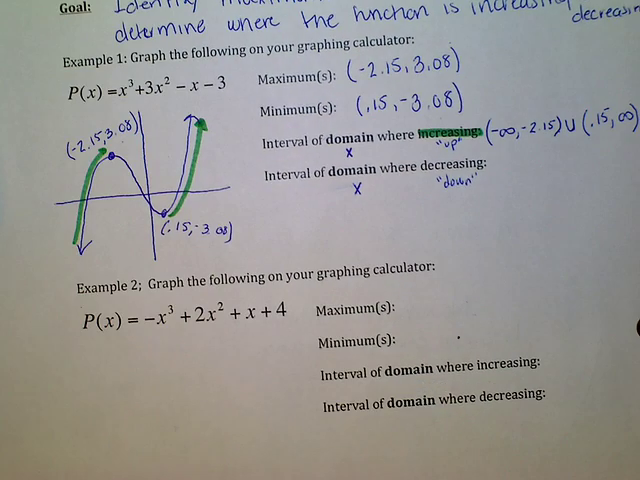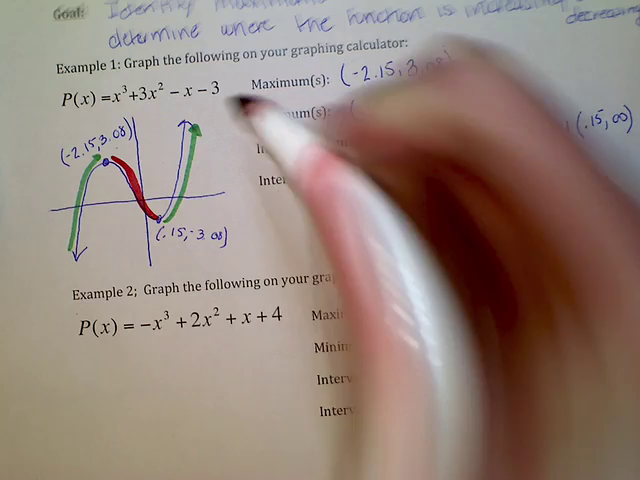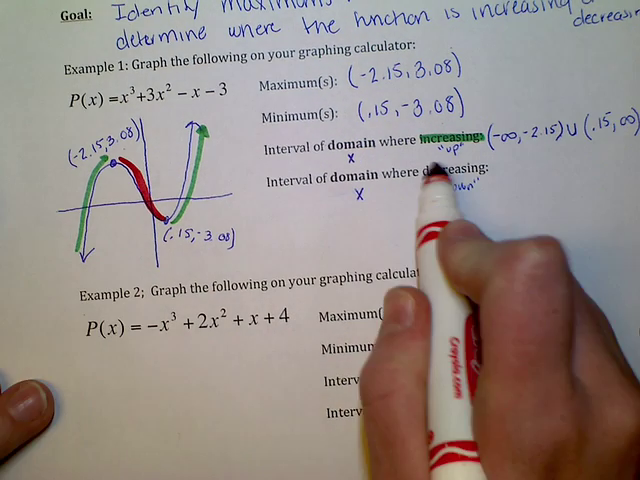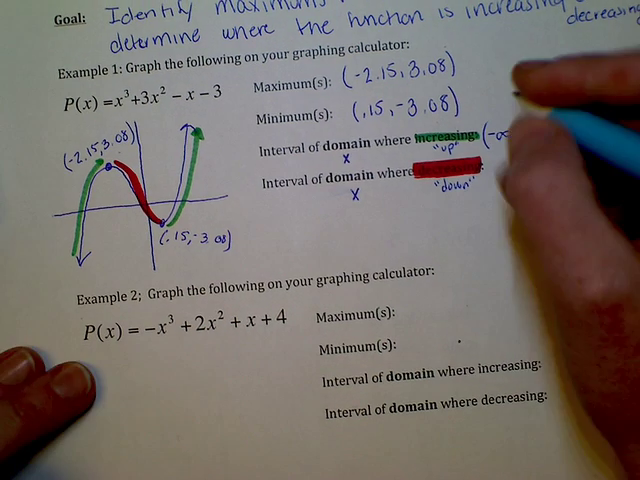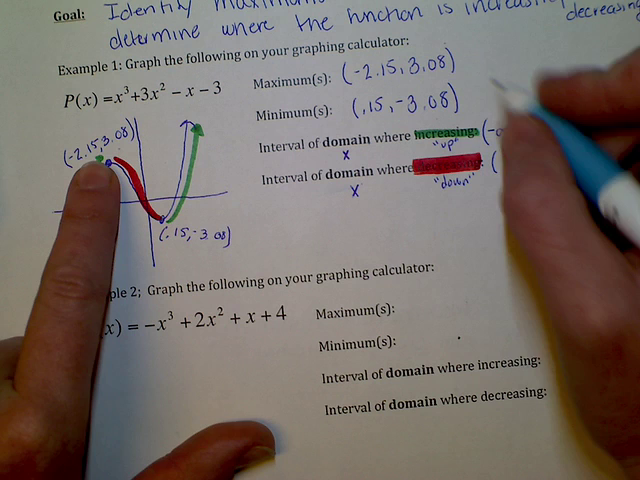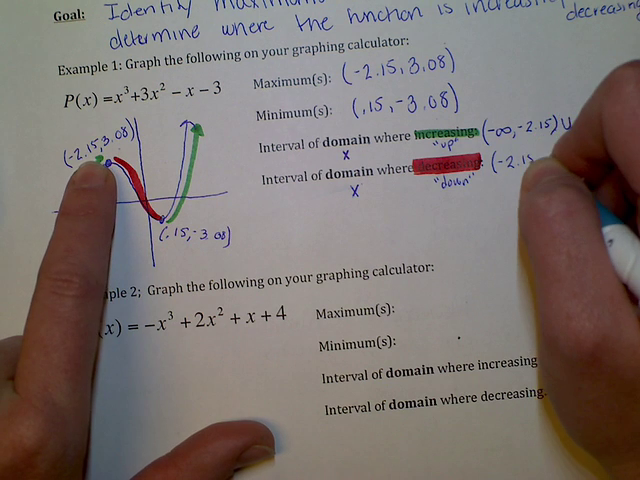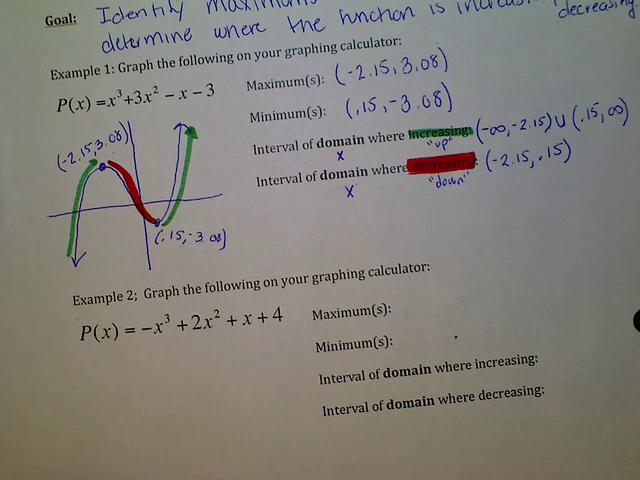Now, the interval of the domain where we're decreasing, that's where we're going down, and that would be this part. So, what's the domain of the red part? Well, that would be, again, domain is x values, from negative 2.15 to 0.15. And there you go.